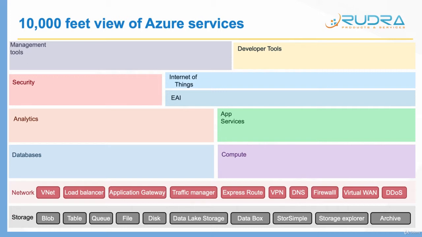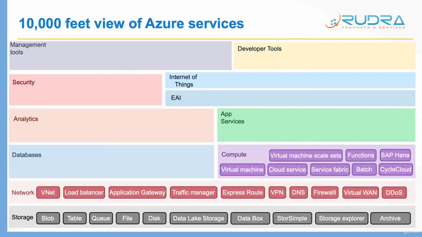Okay. And in compute, you have virtual machine. Basically, you can deploy virtual machines in Azure. And you have cloud service and service fabric. Both are PaaS services. And you have virtual machine scale sets. Virtual machine scale sets are basically used if you want to deploy thousands of identical machines. So if you want to deploy hundreds of machines which are identical to each other, then you can use virtual machine scale sets. And you can use batch if you want to schedule a batch in the cloud.